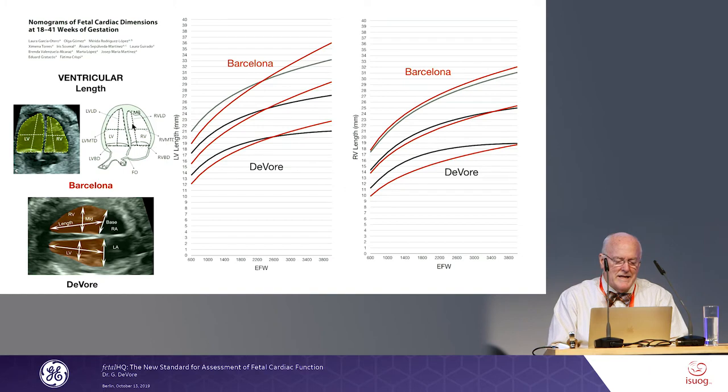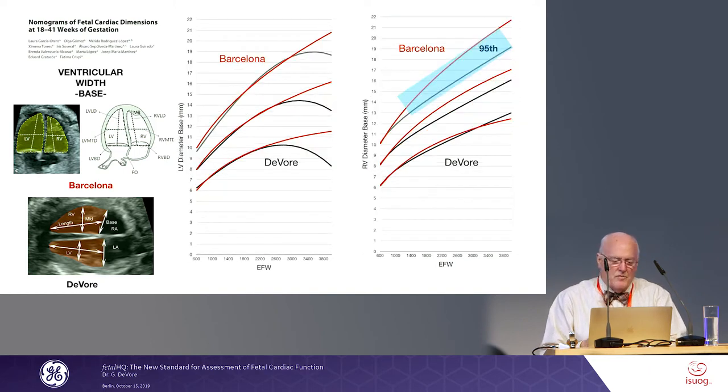So this is now, again, the length of the chamber. If we look, however, at the diameter of the base, we see the left ventricle is almost, except this part right here after about 3,200 grams, is similar, but the right ventricle is wider. Now, why is that?